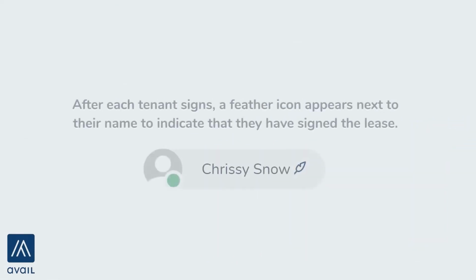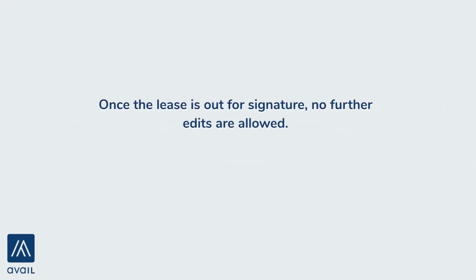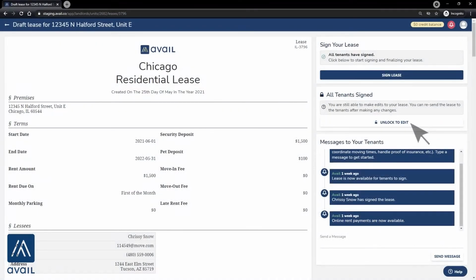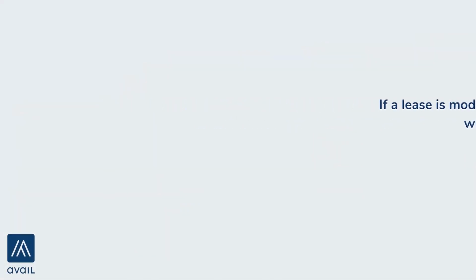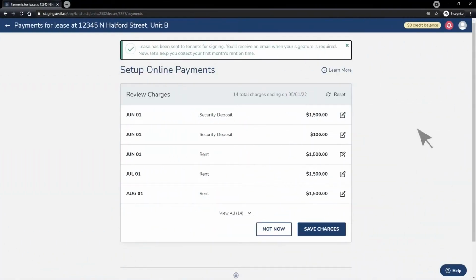After each tenant signs, a feather icon appears next to their name to indicate they have signed. Once the lease is out for signature, no further edits are allowed. If changes are required, the lease can be retracted by pressing Unlock to edit. If done, any existing signatures will be removed. You'll receive an email notification when the lease is ready to go for you to sign. Once you send a lease out for signatures, you'll be prompted to confirm and schedule rent charges for the tenants to easily pay their rent online through Avail.